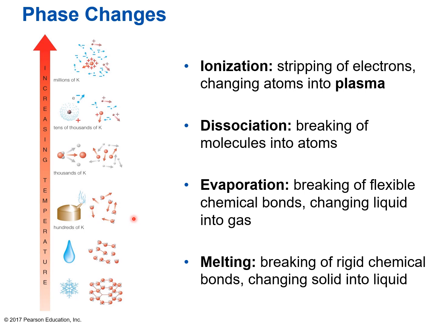They're just going around in all different random directions. And so it says here hundreds of Kelvin. Okay, so we have the water boiling now. And what's just happened is evaporation, which is the breaking of the flexible chemical bonds, changing the liquid into a gas.